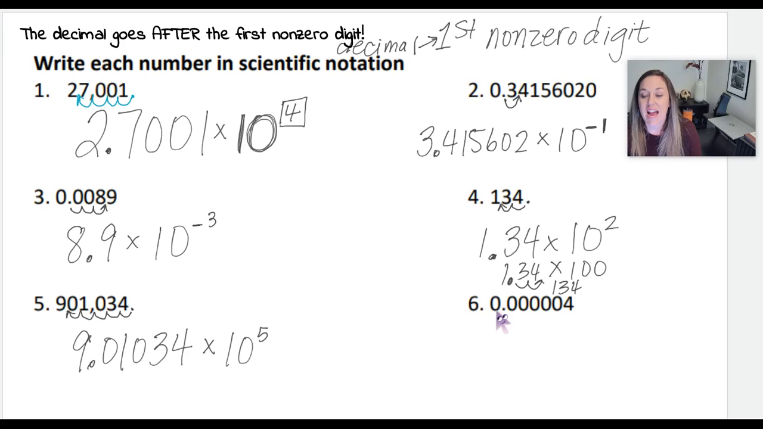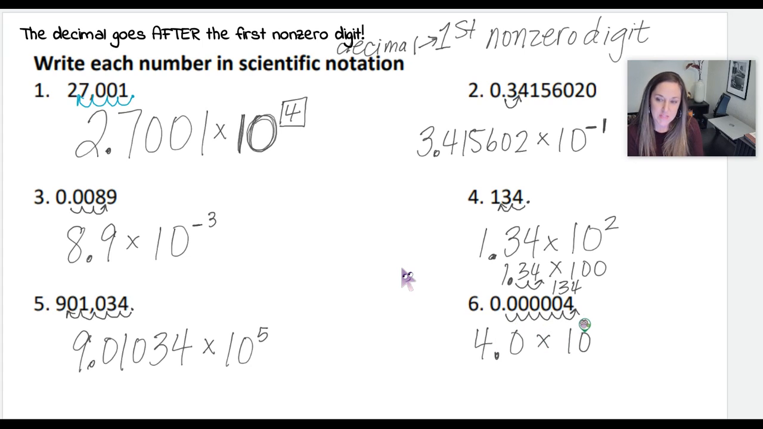Okay, and then the last one, I have 0.000004. That's a super tiny number. So where does the decimal belong? It belongs after the 4. So 1, 2, 3, 4, 5. We're going to have to move it 6 places. Okay, so I could write 4.0, but 4.0 is the same as 4. So technically, some teachers might want you to write the 0.0. I'll actually write it and then I'll rewrite it as just 4.